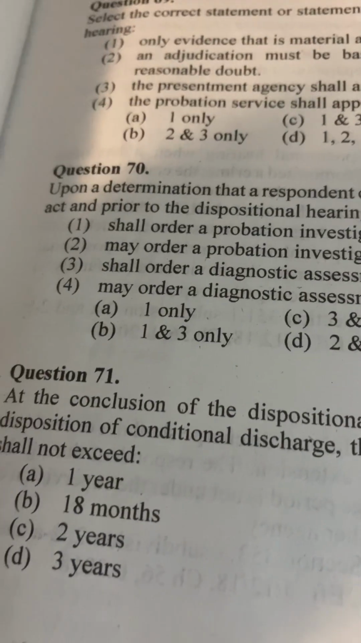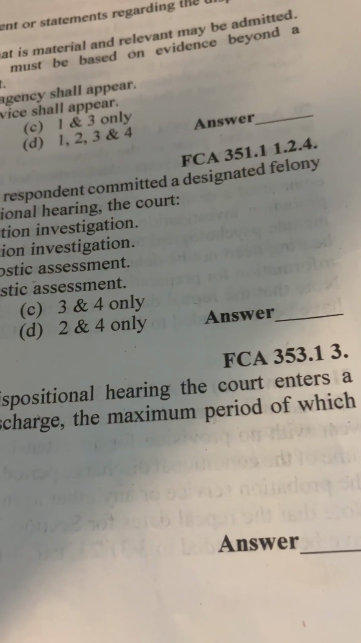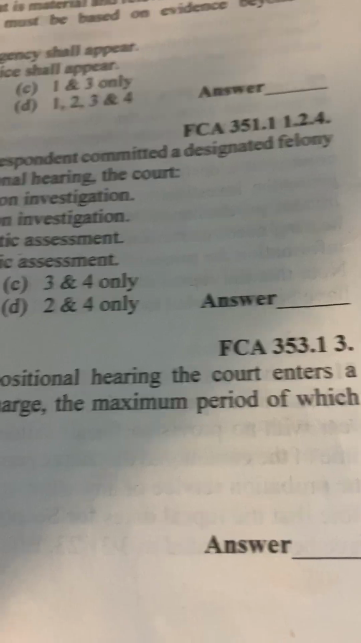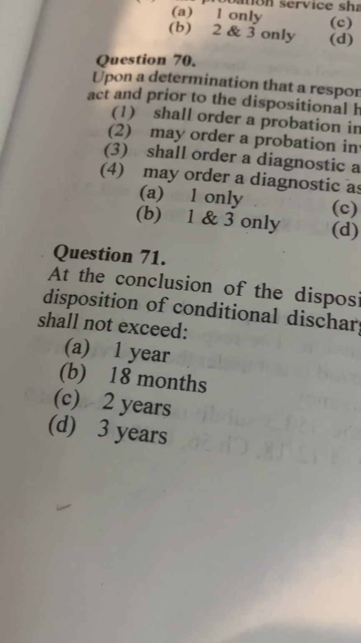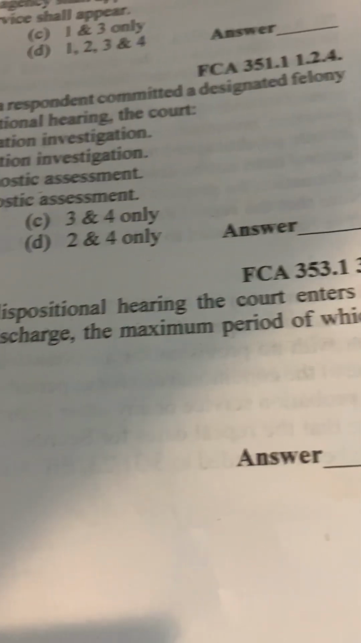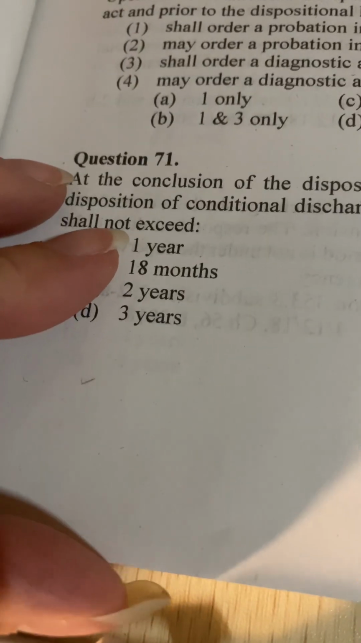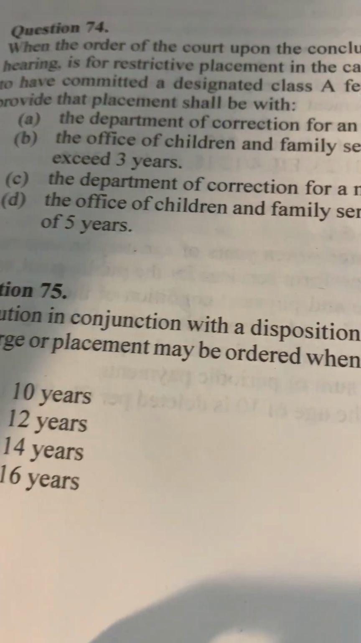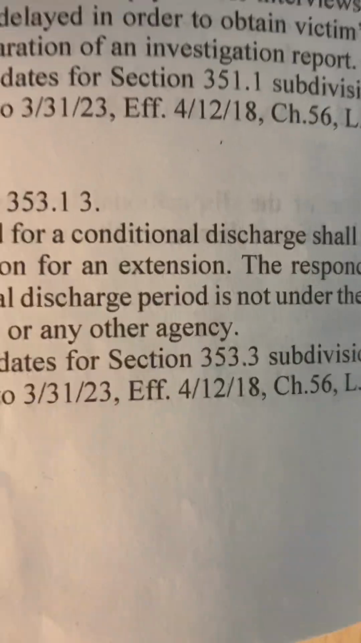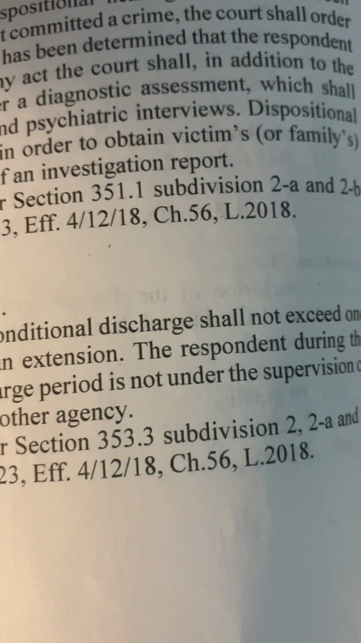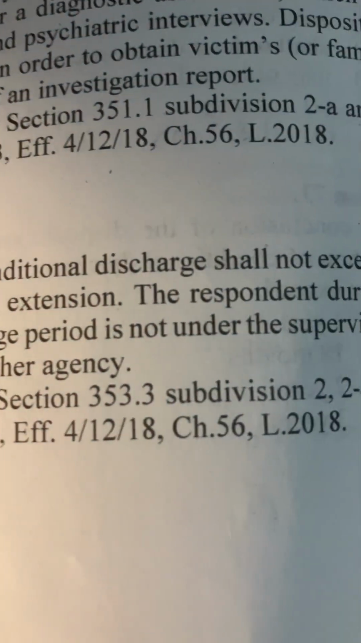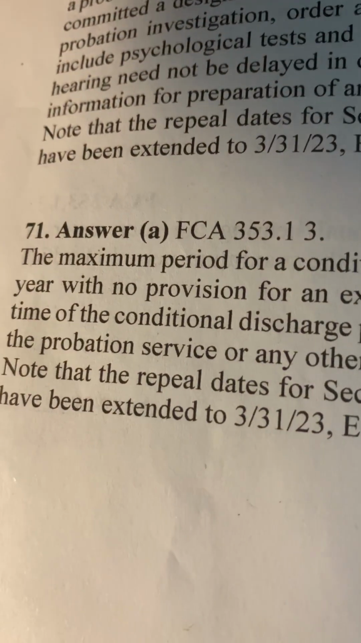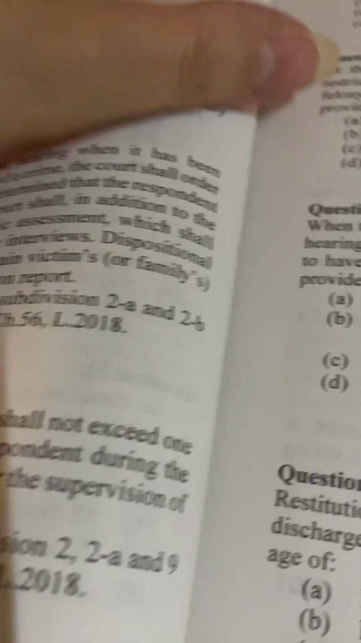Okay. All right. So now we have FCA 353.13. At the conclusion of the dispositional hearing, the court enters a disposition of conditional discharge, the maximum period of which shall not exceed, I believe it's 1 year. Correct. Okay, so the maximum period for a conditional discharge shall not exceed 1 year with no provision for an extension. The respondent during the time of the conditional discharge period is not under the supervision of the probation service or any other agency. Okay, on to the next.